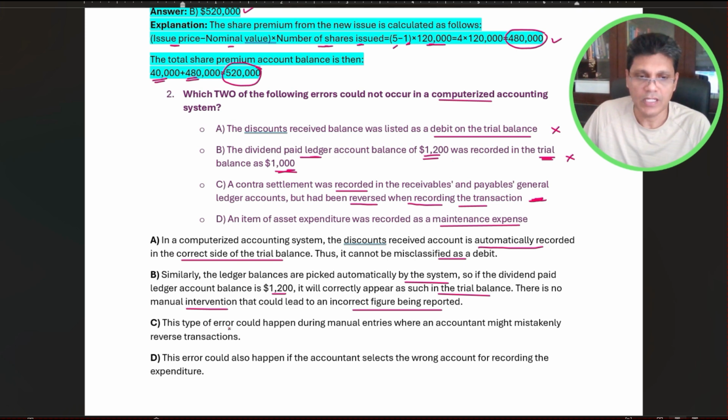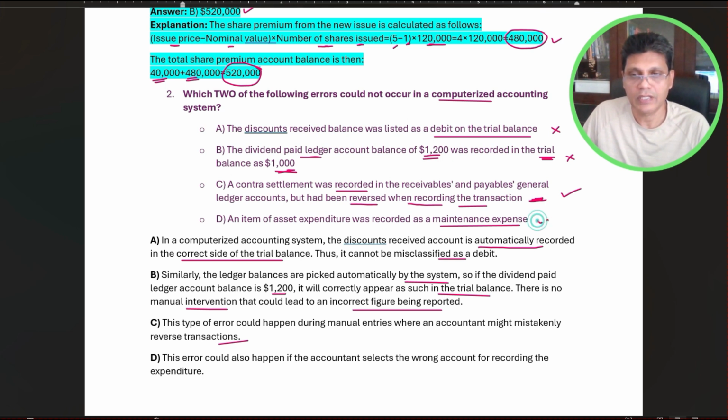Okay, so this type of error could happen during manual entries where an accountant might mistakenly reverse the transaction. So these kinds of entries could happen. Okay, and the last one is an item of asset expenditure was recorded as a maintenance expense.